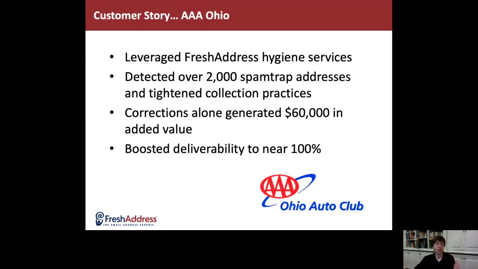And this can work for you. Just to give you a quick success story, FreshAddress had partnered with AAA Ohio. They leveraged our FreshAddress hygiene services, primarily our Safe to Send service. And in working with us, we detected over 2,000 spam trap addresses on their list, helped them tighten their collection practices, as well as go upstream and clean up those bad data sources. The corrections alone, simply from the typos that had been captured that were bad email addresses, generated over $60,000 in added value, and the service overall boosted their deliverability to nearly 100%.